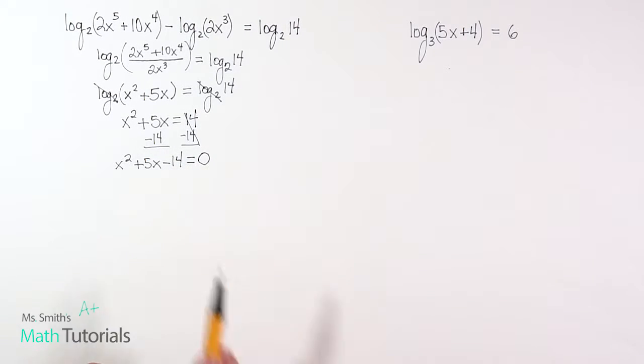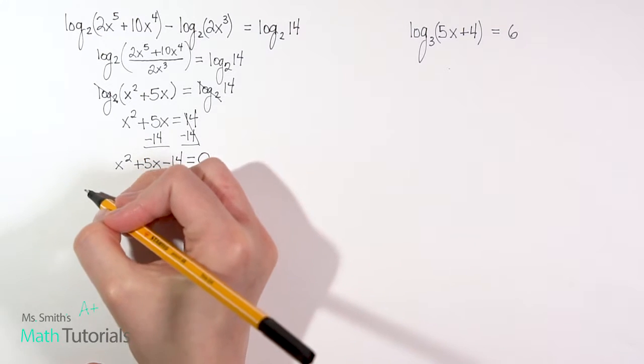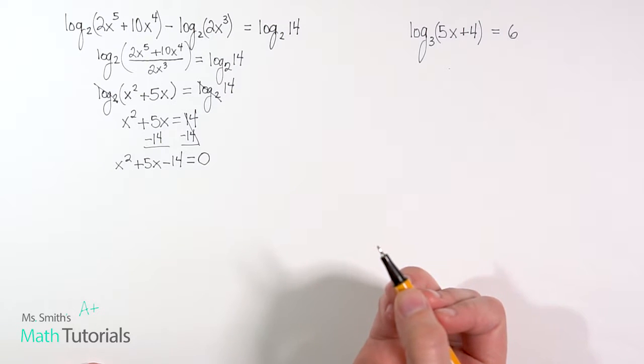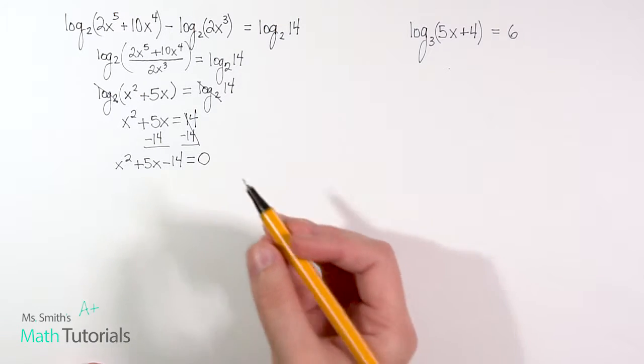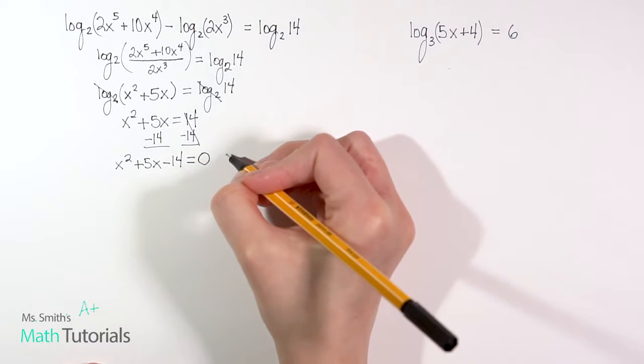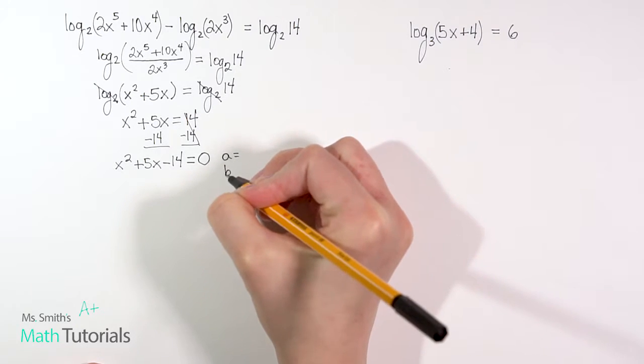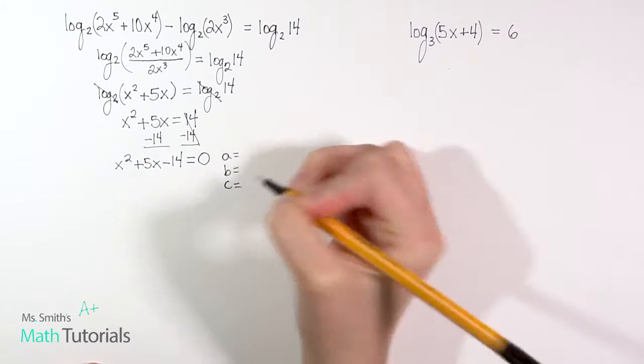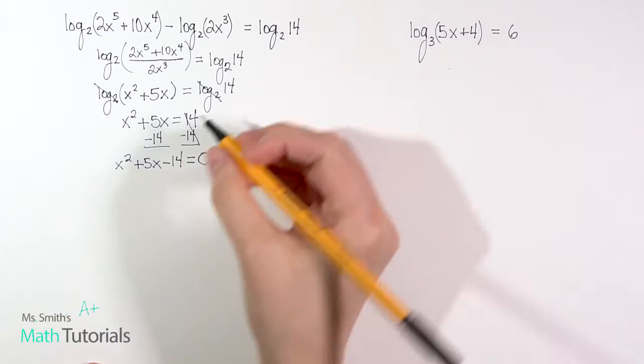Now I have an equal 0. So once I have that equal 0, I'm good to factor. So again, I'm just going to use my traditional x method of factoring. So we need to label what's my a, what's my b, and what's my c. My a would be a positive 1.